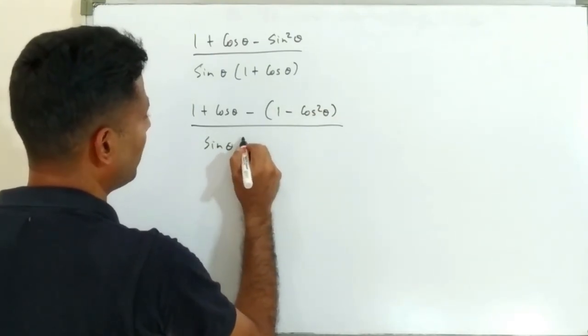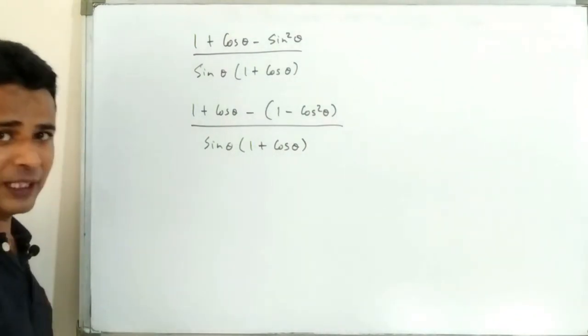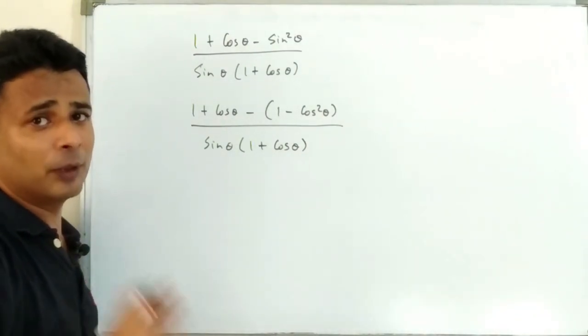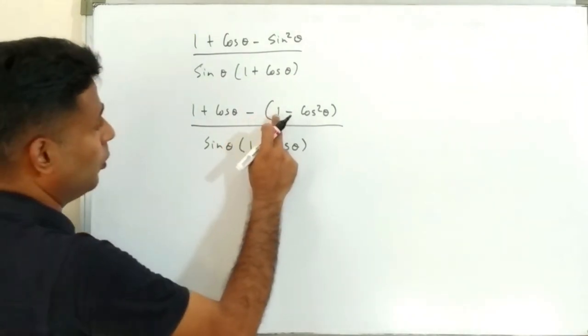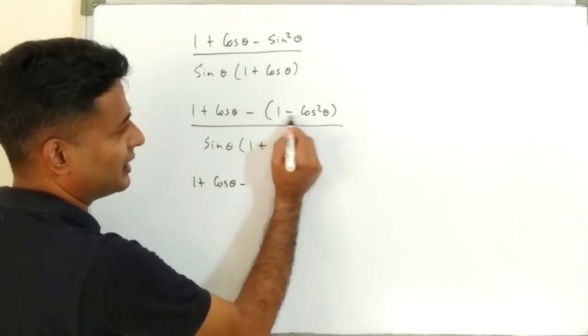So here, don't open the brackets, don't be in a hurry. I have told you before. Generally when you have something like this, keep it like that for as many steps as possible because something will cancel. Now 1 plus cos theta minus, this is of the form a square minus b square.